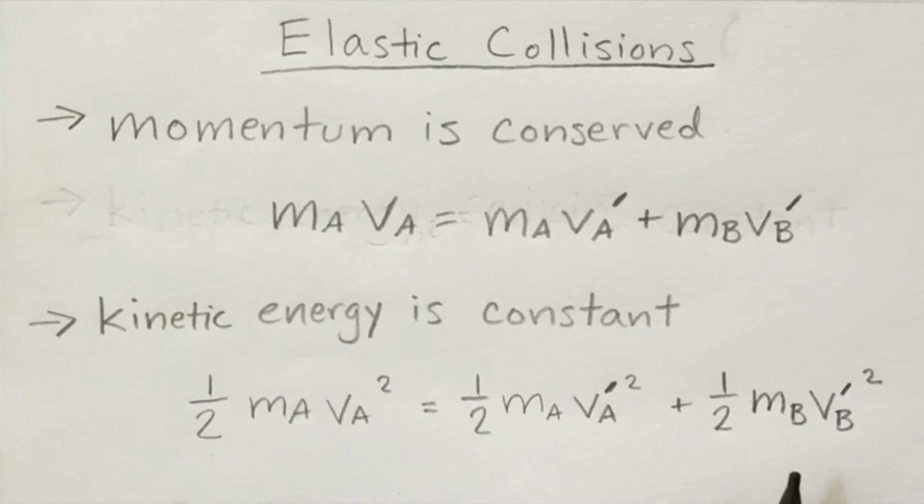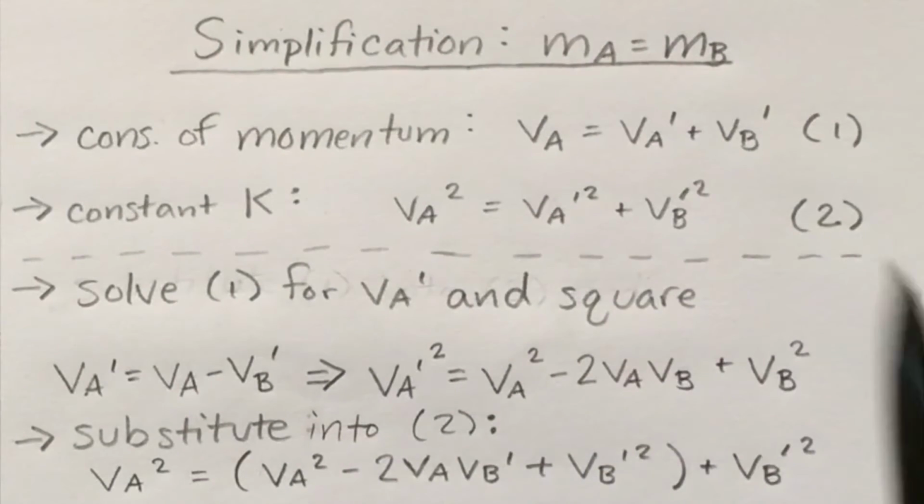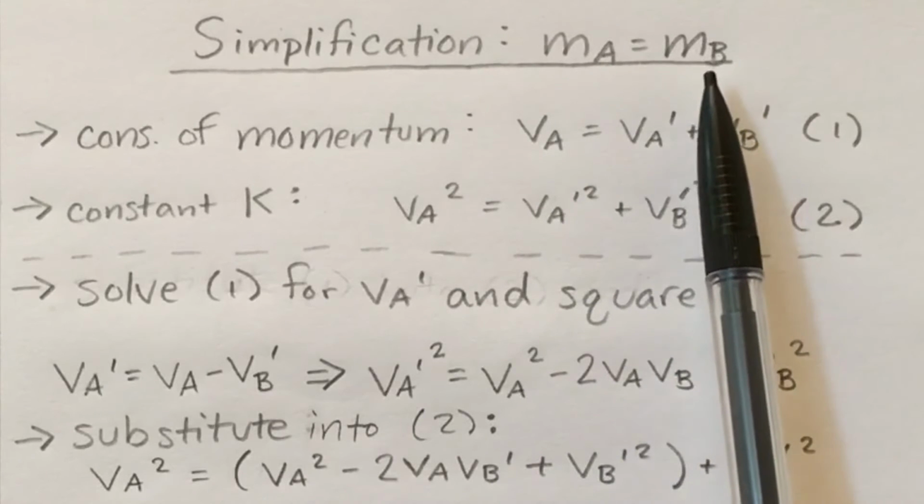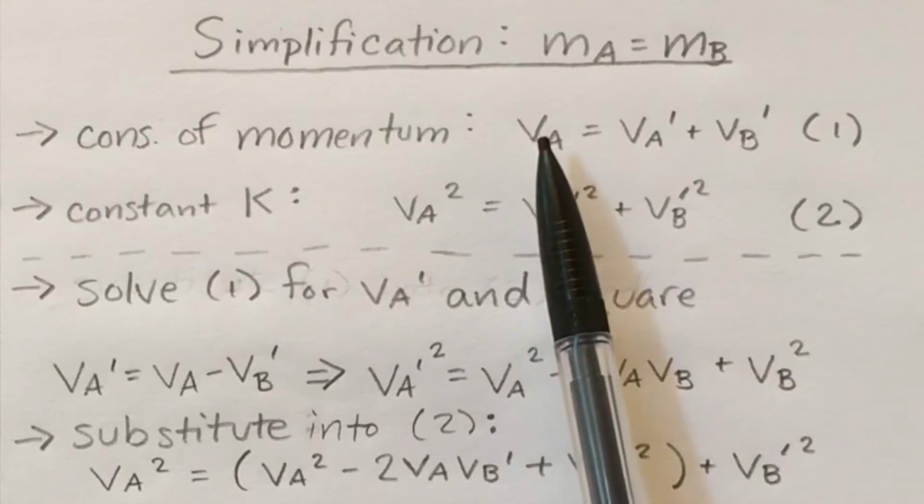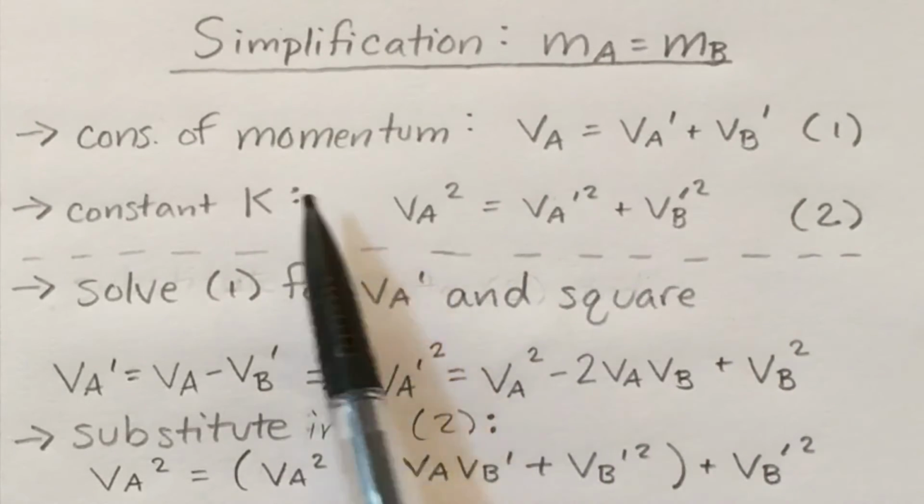Mathematically, we can write this as the kinetic energy of ball A before the collision is equal to the kinetic energy of ball A after the collision plus the kinetic energy of ball B after the collision. Because the mass of ball A is equal to the mass of ball B, we can make some simplifications to the equations we just wrote down.